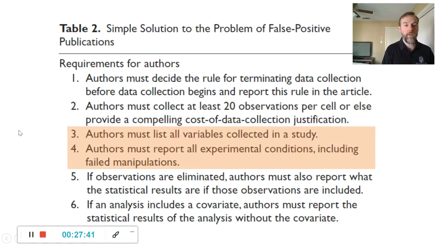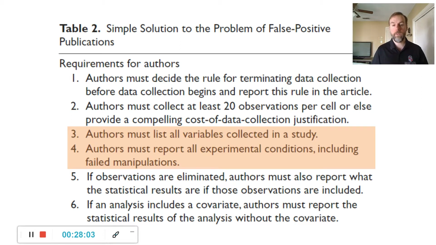3 and 4 here really come down to eliminating possible researcher degrees of freedom. So you must list all variables that were collected in a study. So if you're reading a study and they're reporting one variable, but then they say, oh, we actually collected 100, and this is the only one that was significant, you might view those results a little differently.